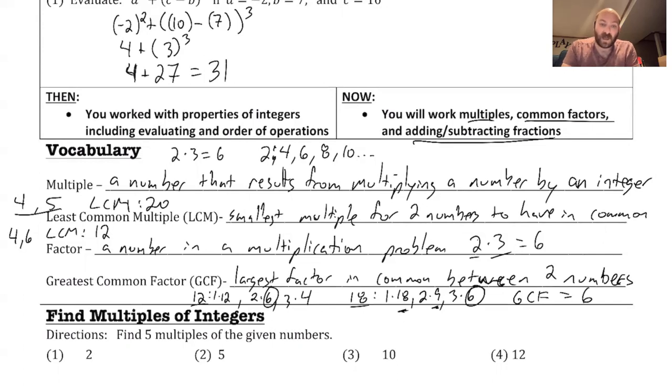Okay, so that's how we can help find that. That's a step-by-step process. If you want to just list out all the things that multiply to 12, all the things that multiply to 18, and look for your biggest number that's the same.